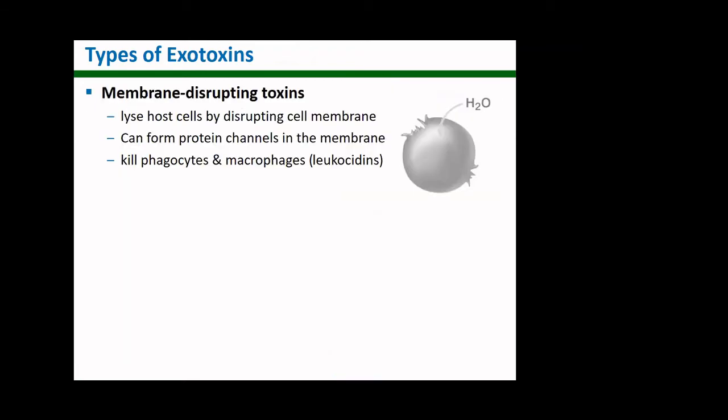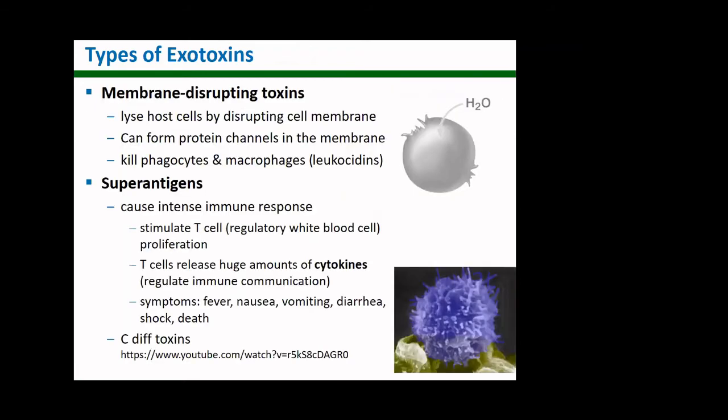Membrane disruptors, just like it sounds. They can kill phagocytes or white blood cells that are trying to take them up to destroy them. They can cause protein channels to happen in a membrane and poke little holes in the membrane to try to kill the cell. Anytime you disrupt a cell membrane, you kill the cell.